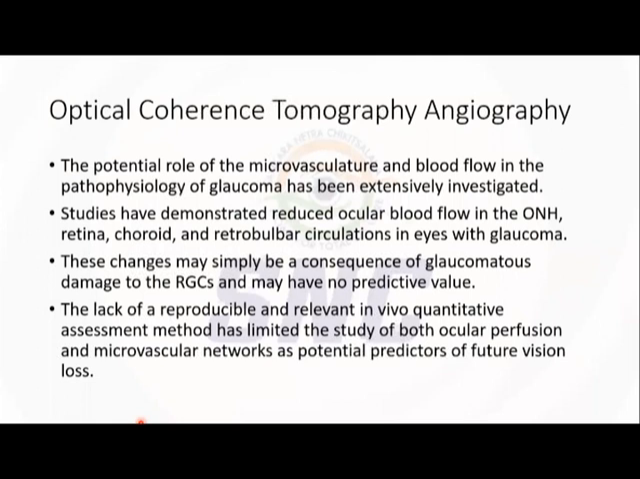Next, optical coherence tomography angiography. The potential role of the microvasculature and blood flow in the pathophysiology of glaucoma has been extensively investigated, and studies have shown reduced ocular blood flow in the optic nerve head, retina, choroid, and retrobulbar circulations in eyes with glaucoma. These changes may simply be a consequence of glaucomatous damage to the retinal ganglion cells and may have no predictive value. The lack of a reproducible and relevant in vivo quantitative assessment method has limited the study of both ocular perfusion and microvascular network as predictors for future vision loss.